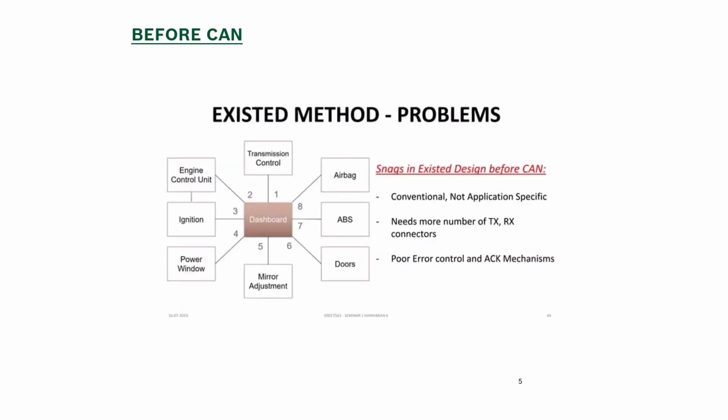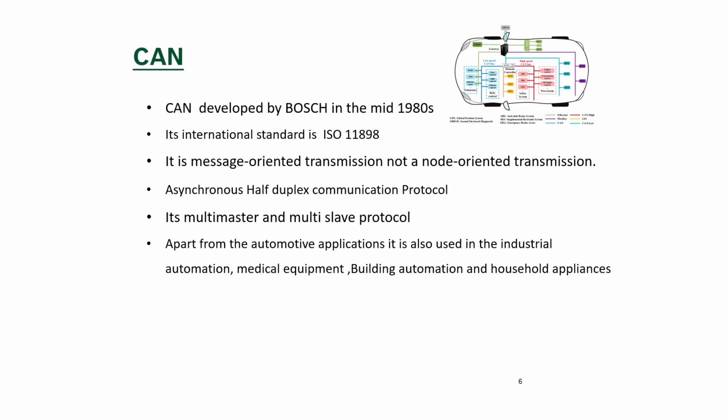Before CAN, we were following different topologies, one of which is the node topology. These topologies increase the cost of transmission and increase the complexity. CAN was a protocol developed by Bosch in the mid 1980s. It follows the international standard ISO 11898.